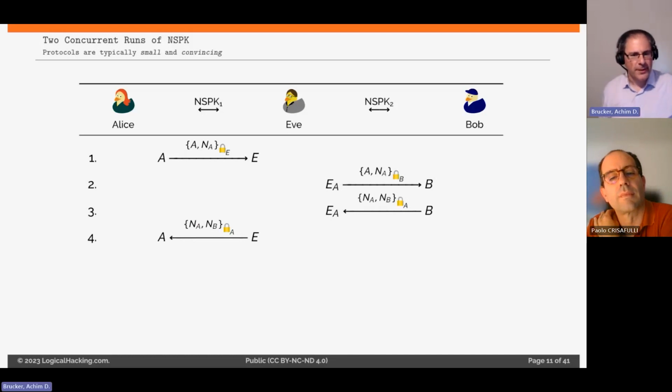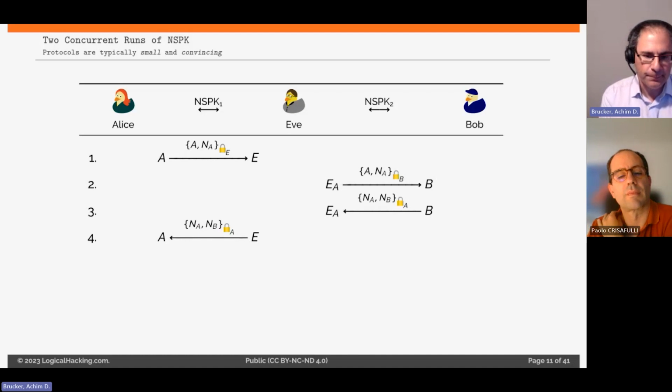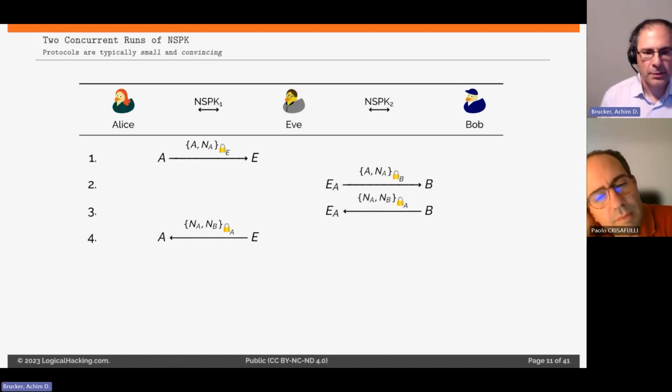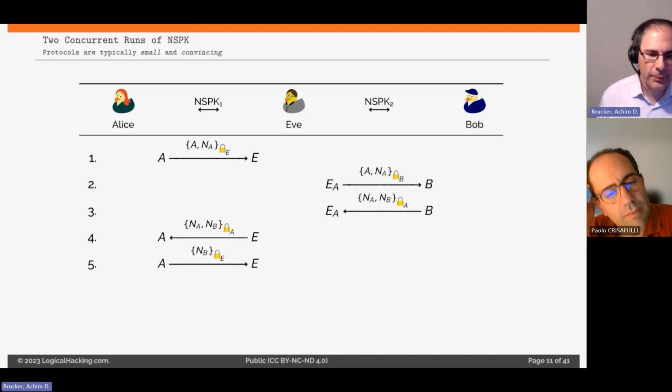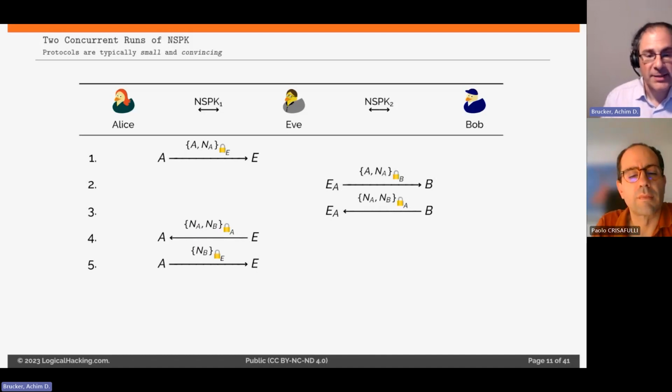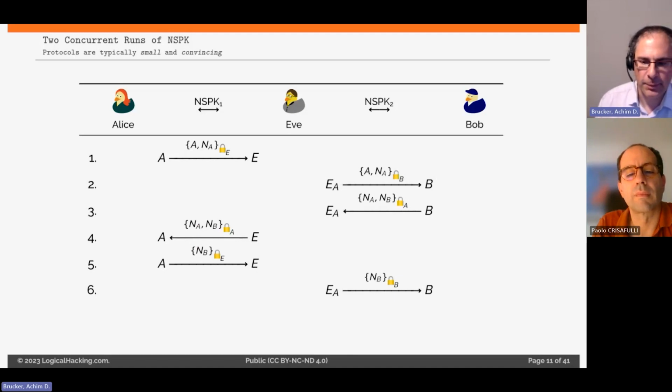And to Alice now, this message looks exactly like the message that she expects in the protocol run that she initiated with Eve, saying, here are two nonces, and they're encrypted for me, so I can decrypt them. She started the original protocol run with Eve. Therefore, she is now generating a message containing NB, encrypted for Eve, and Eve can, of course, read that. And now Eve has learned the nonce that Bob generated. And of course, she can also complete the protocol run with Bob.